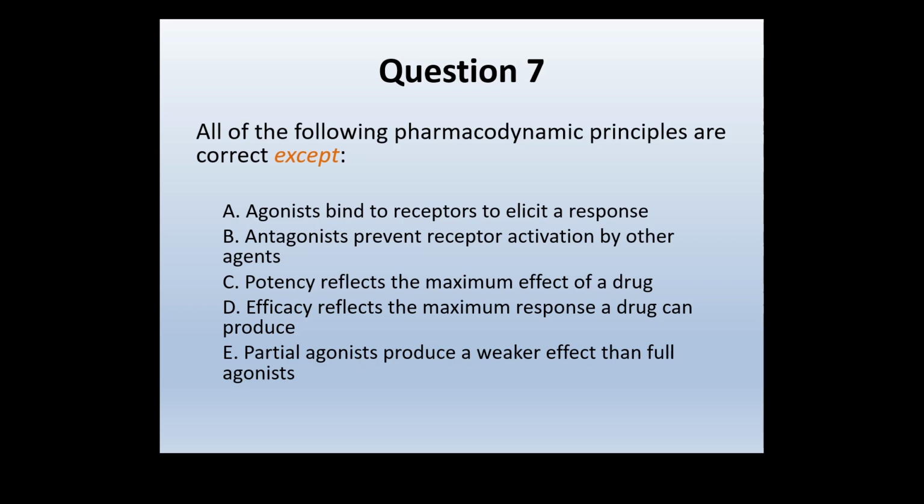All of the following pharmacodynamic principles are correct except: Option A, agonists bind to receptors to elicit a response. Option B, antagonists prevent receptor activation by other agents. Option C, potency reflects the maximum effect of a drug. Option D, efficacy reflects the maximum response a drug can produce. Option E, partial agonists produce a weaker effect than full agonists.